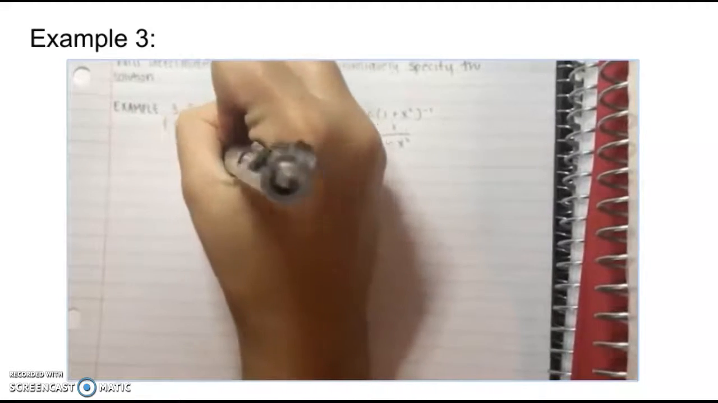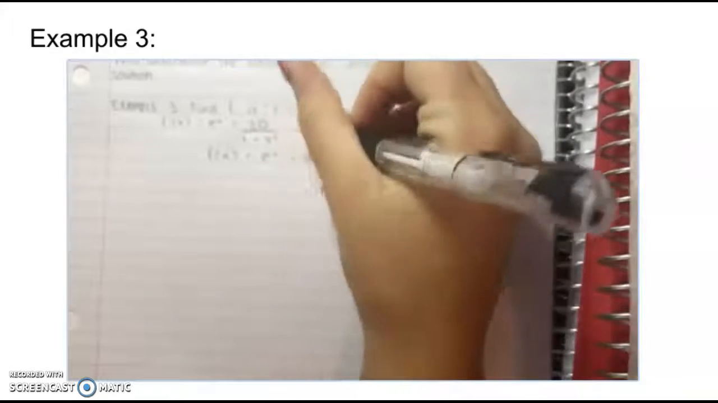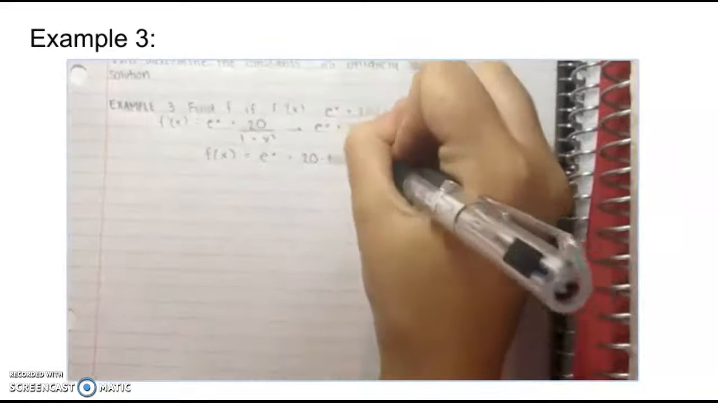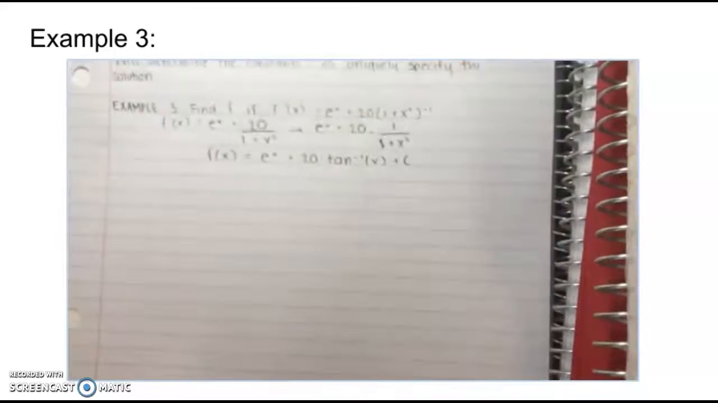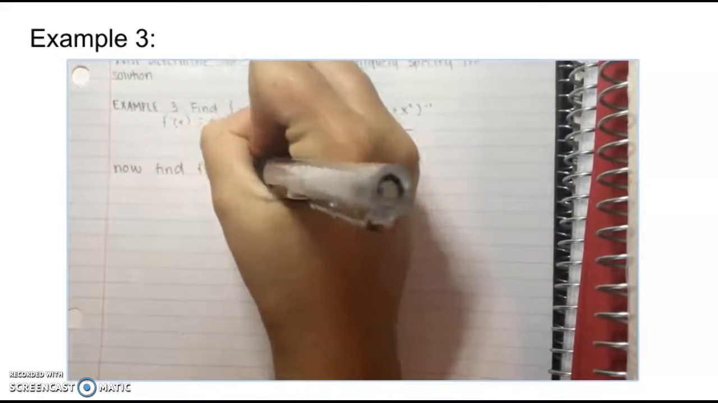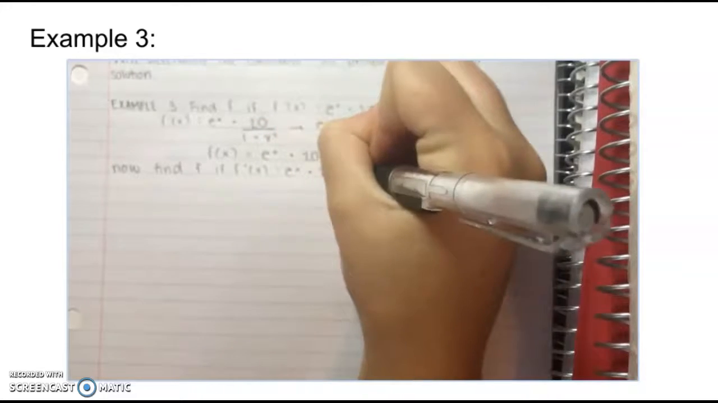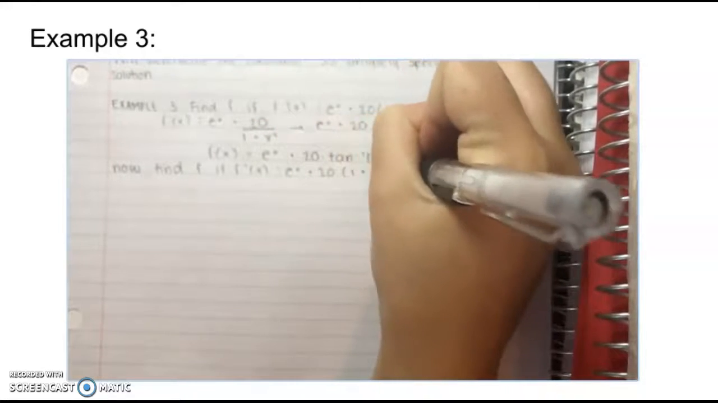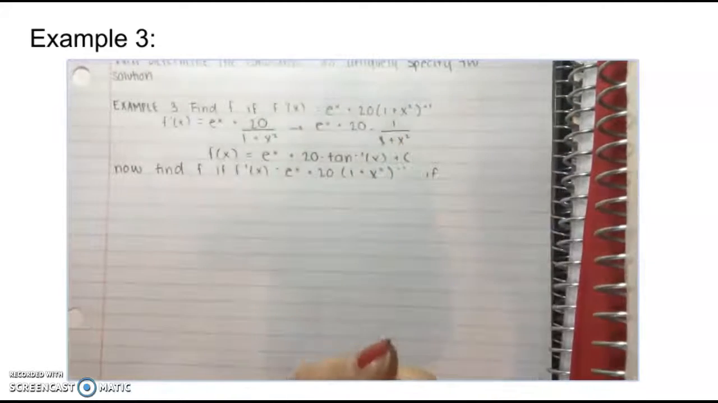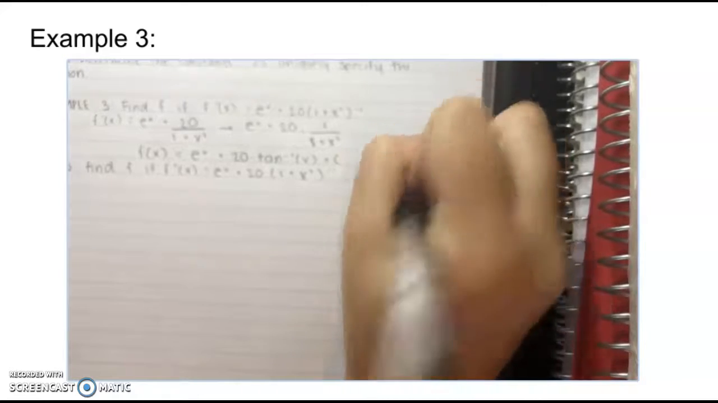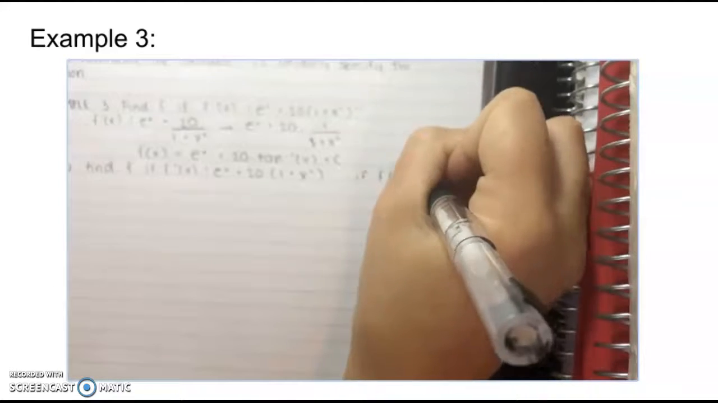So if we do that, we get f of x equals e to the x plus 20 times the inverse of tan of x plus c. Don't forget the c. Now, f prime of x equals e to the x plus 20 over 1 plus x squared, with the condition f of 0 equals negative 2.